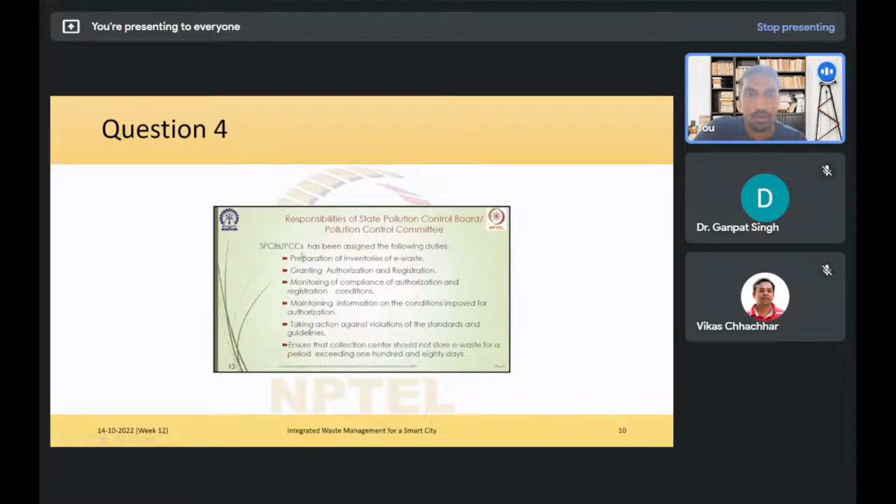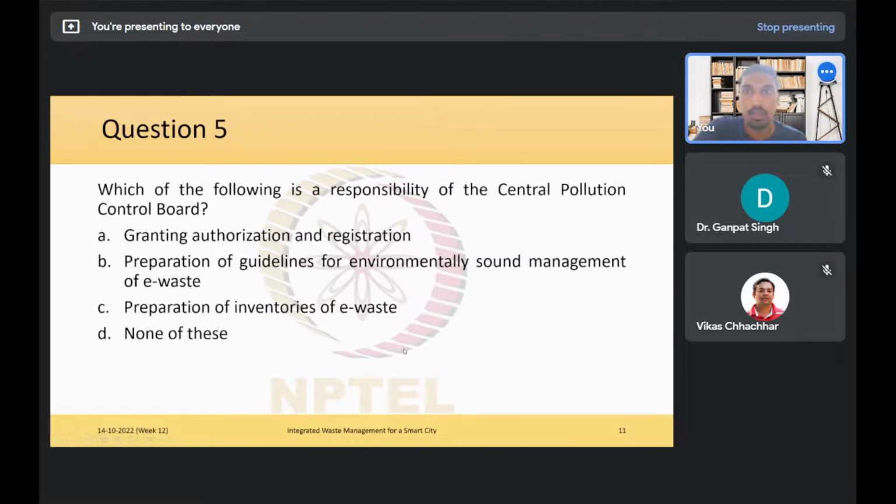So along with that, they have other responsibilities such as preparing inventories of e-waste. They also have to grant authorization and registration to all the other different facilities, right? They have to monitor that these authorized facilities, before they are given authorization, comply to the rules. And also they have to maintain information on the conditions that are imposed for the authorization, and if there is any violation, again they have to take actions and penalize for the violations. And the last one is ensuring that this waste is not stored for more than 180 days by the collection centers.